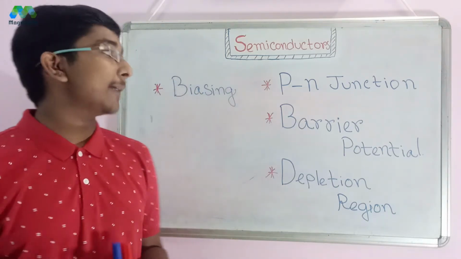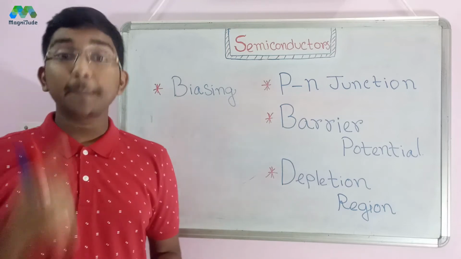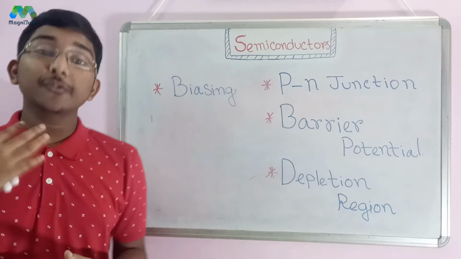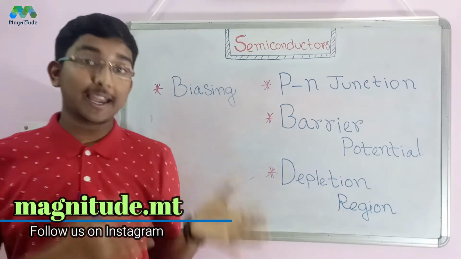Today we have come to the next part of the semiconductor series, and today we are going to discuss the PN junction, the barrier potential, the depletion region, and at the last we will also discuss what is biasing.